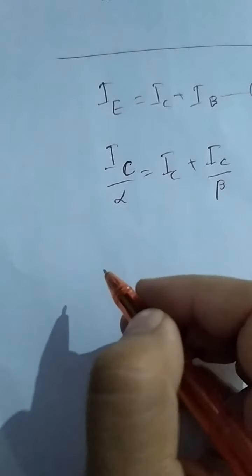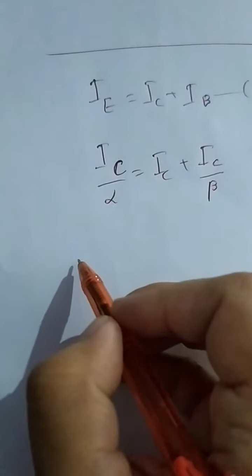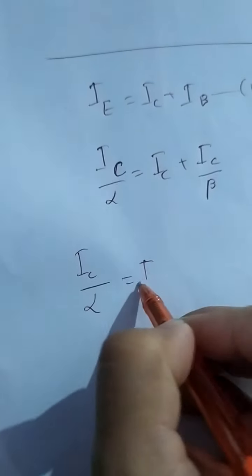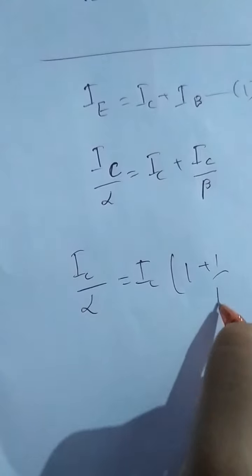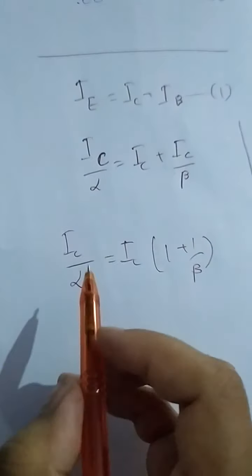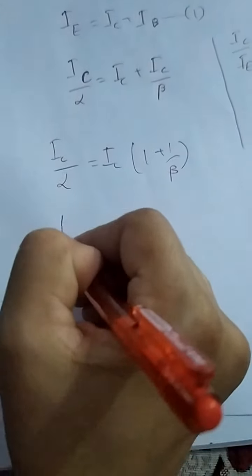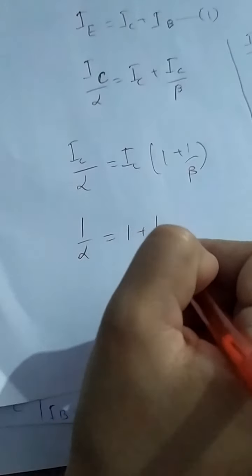So taking IC common on the right side, IC over alpha is equal to IC into (1 plus 1 over beta). अगर हम IC को कैंसिल कर दें बोथ साइड्स पे तो 1 over alpha is equal to 1 plus 1 over beta.